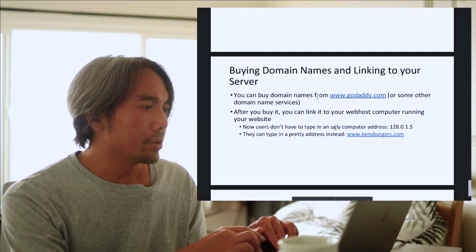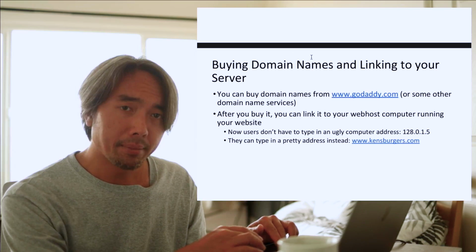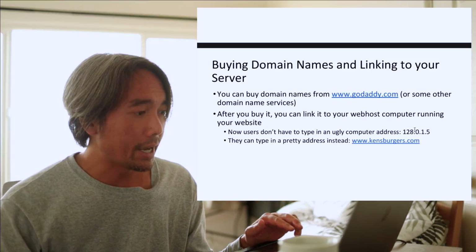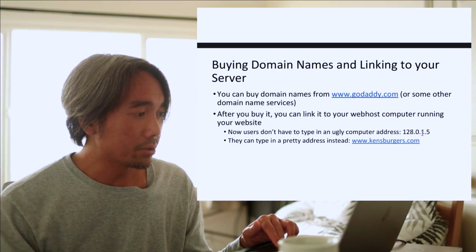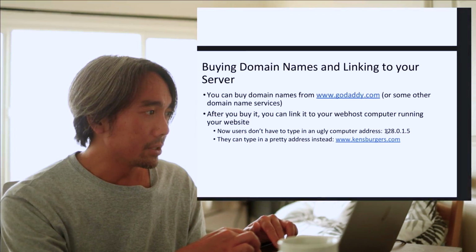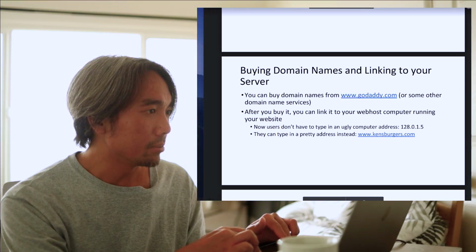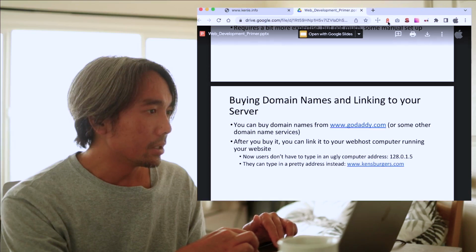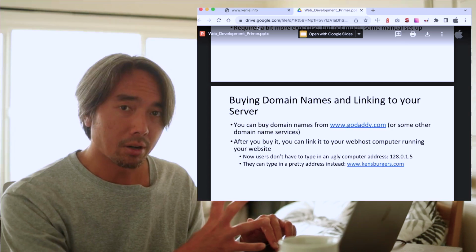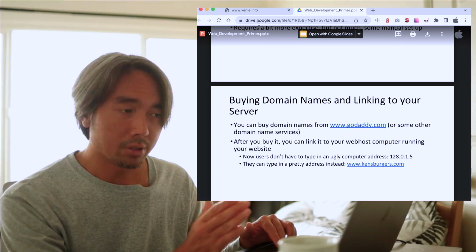After you have rented your computer and started your web server, then obviously you'll need a domain name. Because each computer has an address, just like a house has an address, that is actually an IP address in the background. But obviously, in the web browser's URL, you don't want to be typing in an IP address because they're hard to remember. You want to be typing in a brand name like www.kensburgers.com.